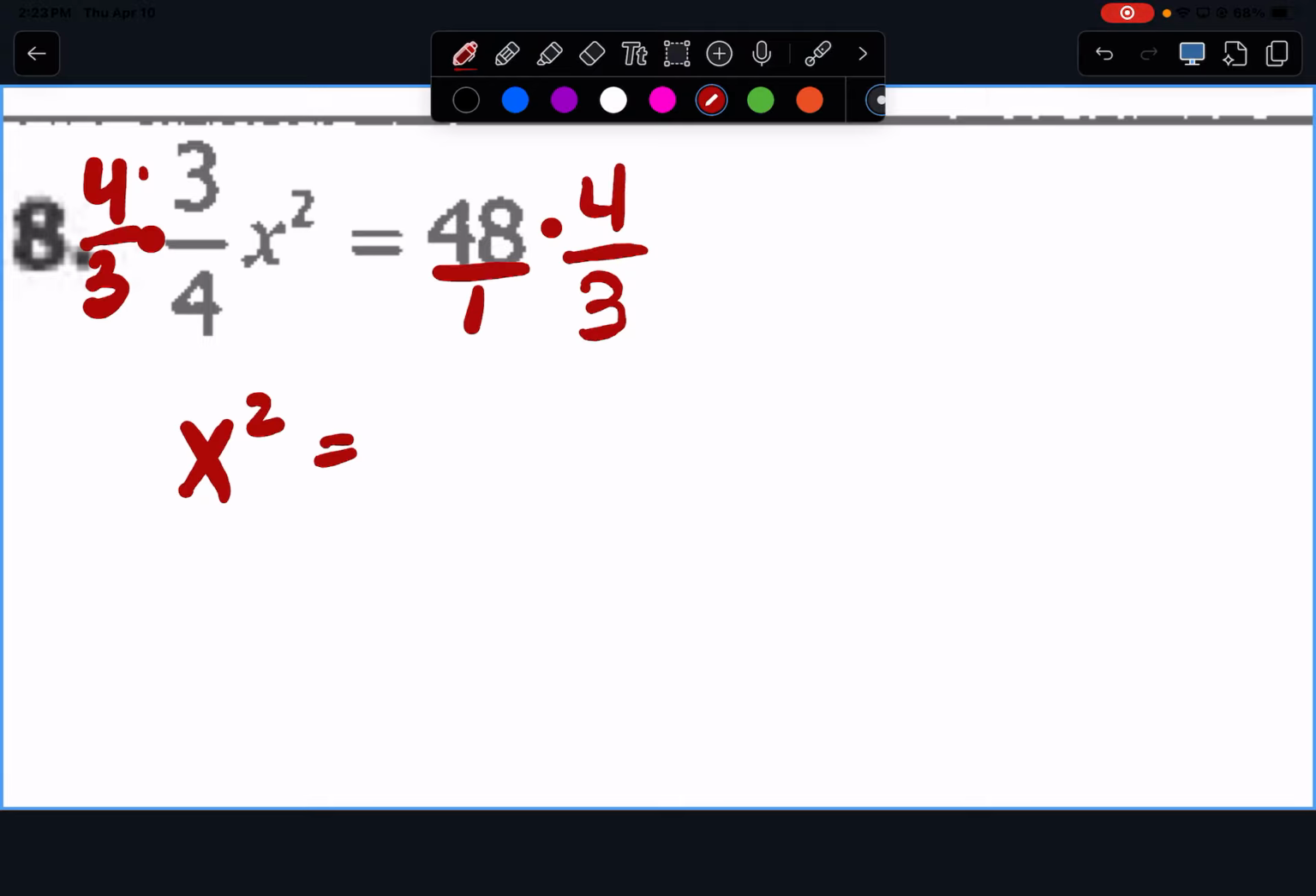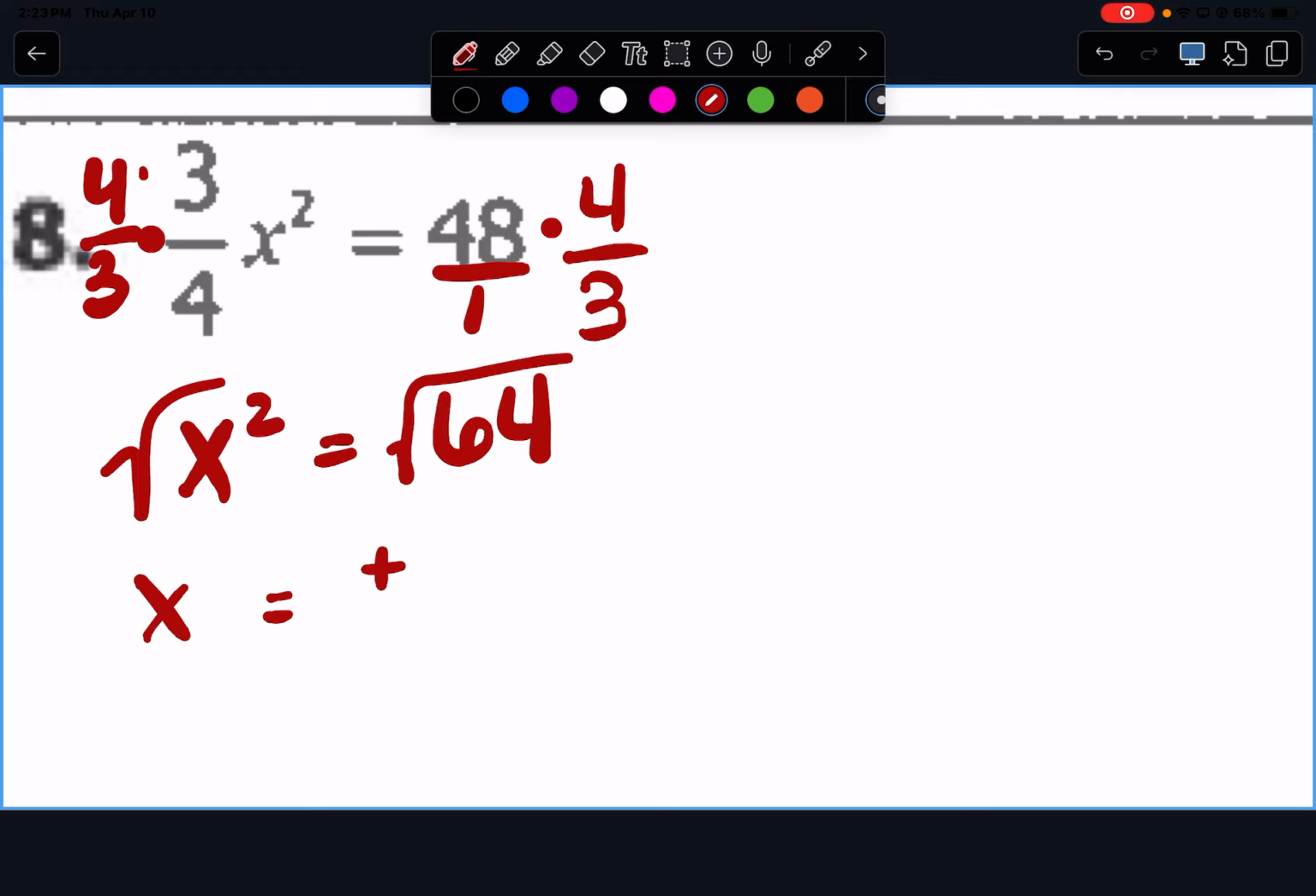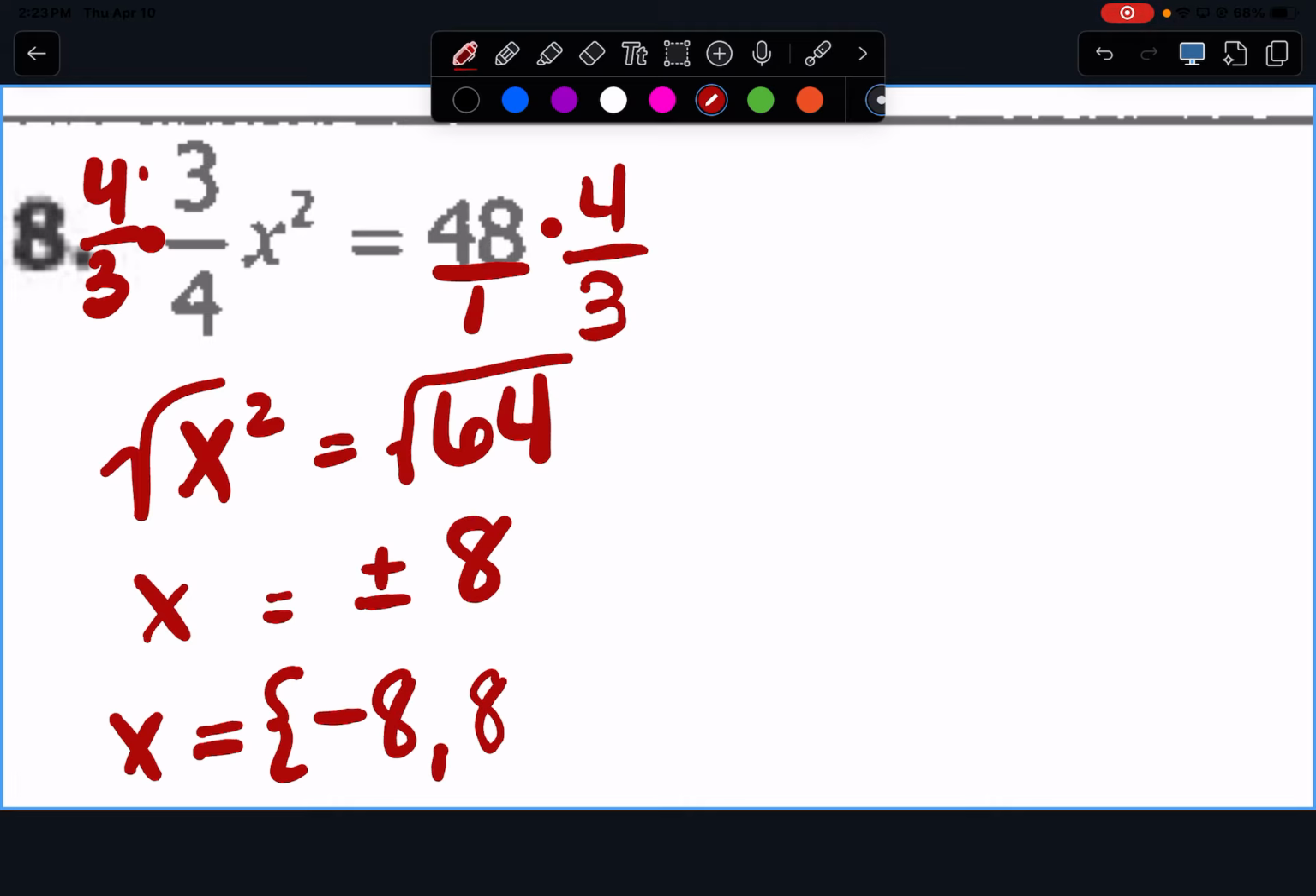If you type it in your calculator using fractions, it'll spit out the exact answer. You can also just say 48 times 4 is, divide that by 3. 64. Perfect. Okay, so that is what that is equal to. So now what do we do? Take the square root. So I get x is equal to positive negative 8. So we would write our solution set as {negative 8, 8}.